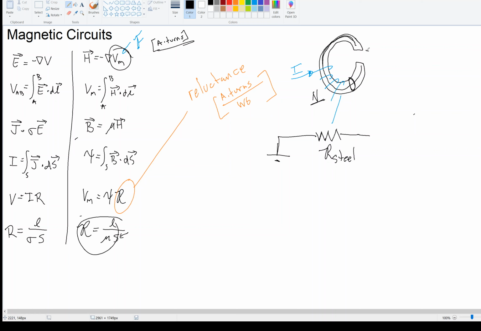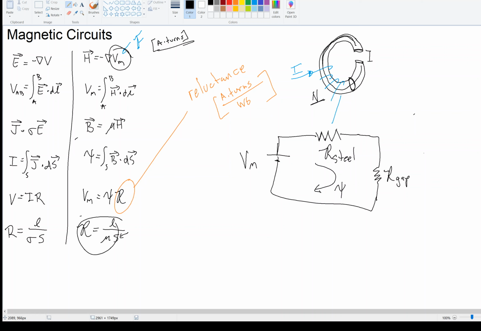Then we come here to this air gap. And the gap itself has the same cross-sectional area. And it has a length, right? And it has a permeability. And so it has a reluctance. And then we come back like this. So this would be our circuit. And remember, this is Vm, or script F sometimes. And then what's flowing is the flux. That's pretty cool, right? And so we've got that flux.